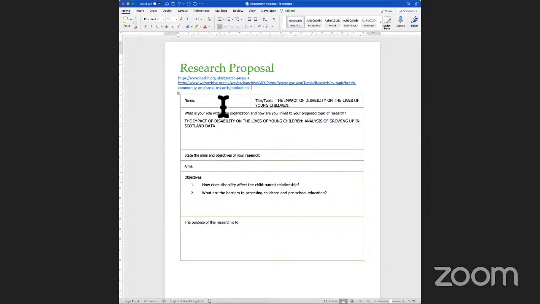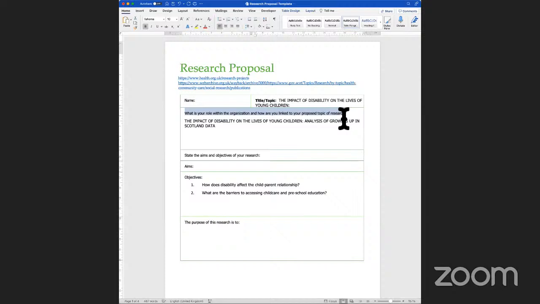So what I've done is, this particular template basically explains that you start out with a template to highlight the details of your overall, let's put it this way, a superficial view of the research that you're going to carry out. So it's like a macro view of the research that you are proposing to undertake. So you have your name, you have the title and the topic.